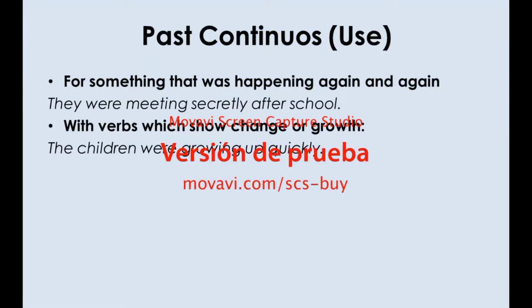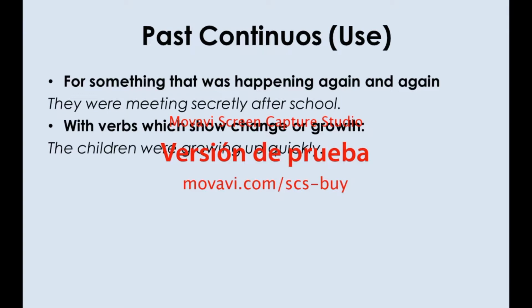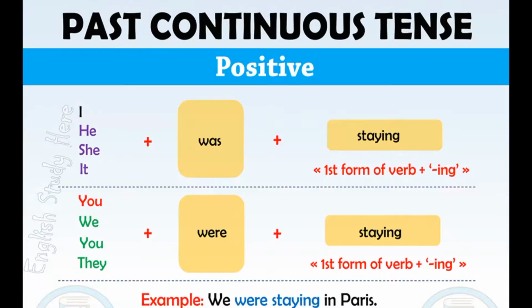Then we have another use of this tense, which is for something that was happening again and again. The example is: they were meeting secretly after school. And another use is with verbs which show change and growth. That is, the children were growing up quickly.